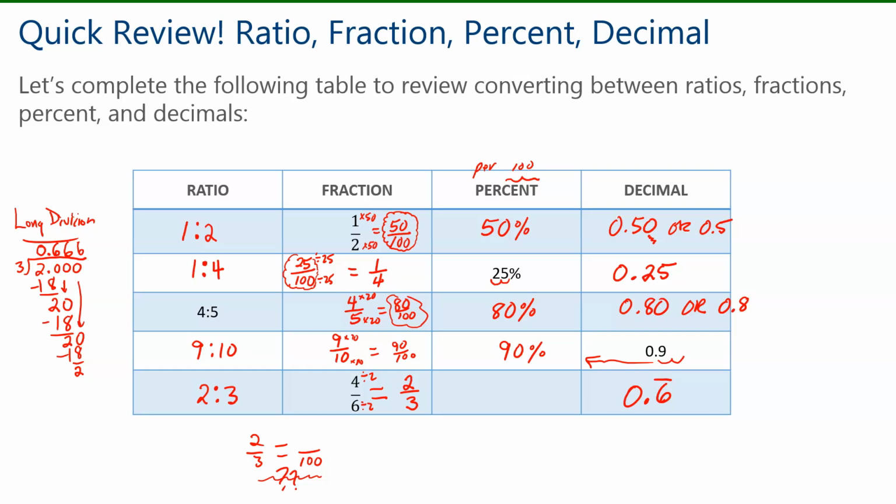To get the percentage then, if I move my decimal point 2 places to the right, and if I do not round, I would write it as 66.6 with a bar over that particular 6%. If we were to round to the nearest percentage, we would say approximately 67%.